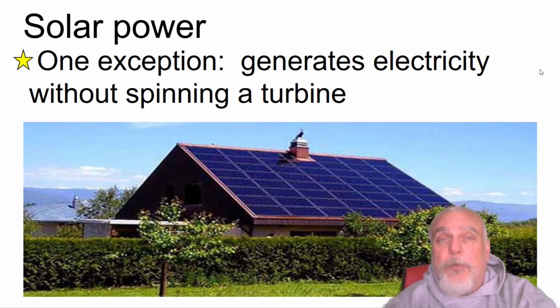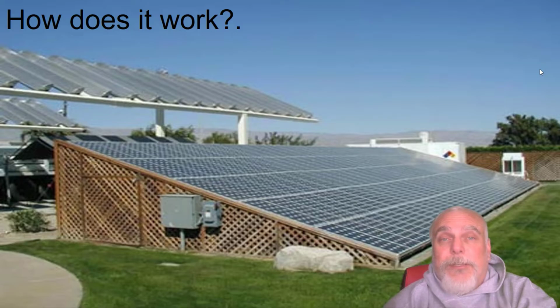Now, when you're talking about generating electricity, solar power is an exception to what I was talking about before, about how most electricity is made by spinning a turbine. Solar power does not do that. Solar power generates electricity without spinning a turbine. So how does it work?